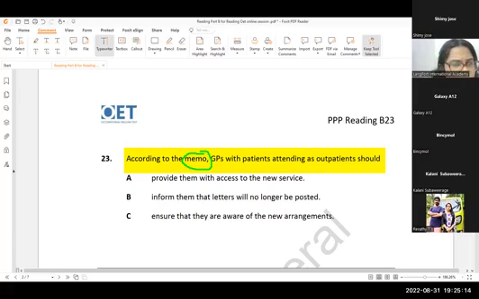Yes, Shimi, can you tell me what they have asked us to find out here? In your own words? Yes. GP should, patient should do something. Is it the patients? Take a second. Shiny, take a second.